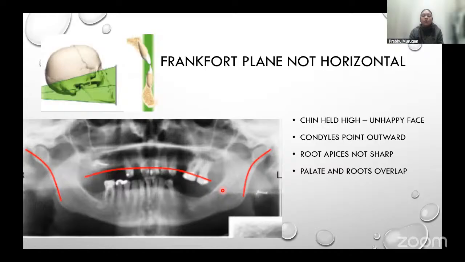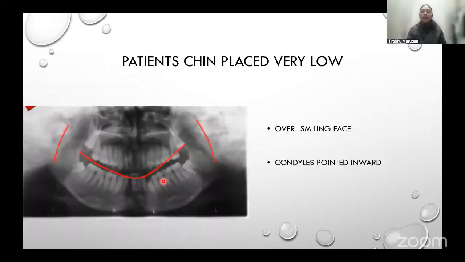Okay. So whenever the Frankfurt plane is not horizontal, what will happen? It will give you an unhappy face, a sad face appearance. Your condyles will be pointed outwards, and the chin will be lifted up. Whenever the Frankfurt plane is very much low, what will happen? When the patient's chin is placed very low, if the patient is looking very low, it will give you an over-smiling face appearance, and the condyles will be pointed inwards.